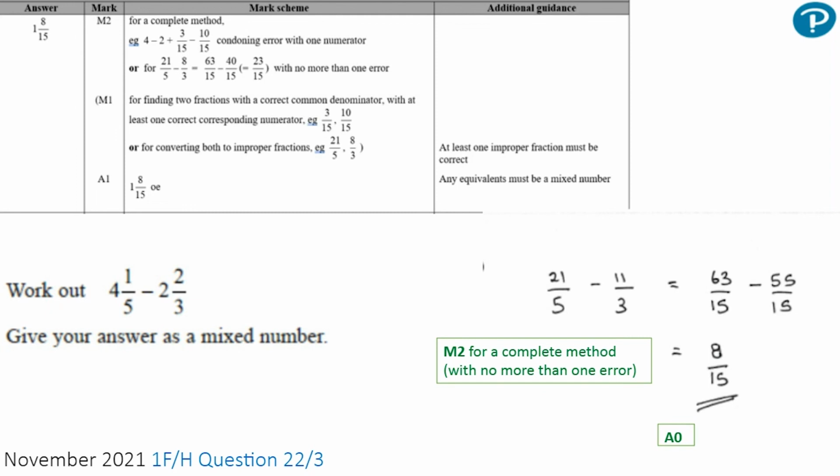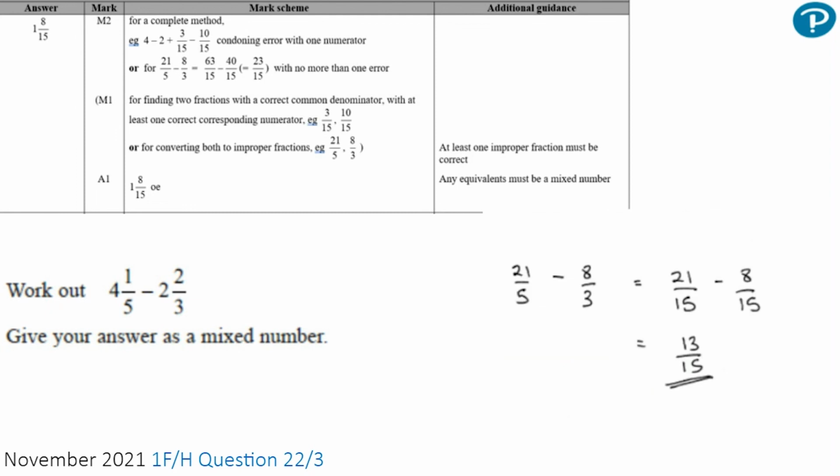I'm hoping 13 over 15. Again, we've got two fractions, at least one of which is correct. We've got 21 over 15, which is not correct. And we've got 8. So what have they done there? Oh, 21 over 5 is correct. 8 over 3 is correct. But then their conversion to the same denominator is incorrect.